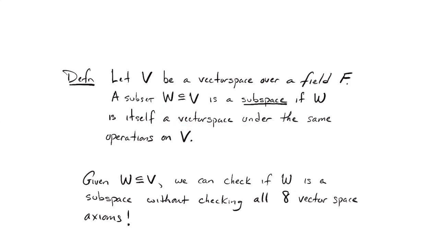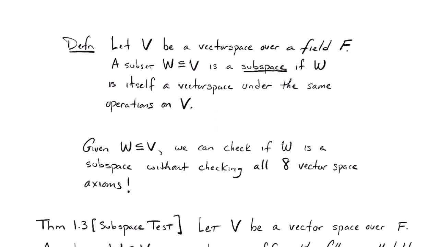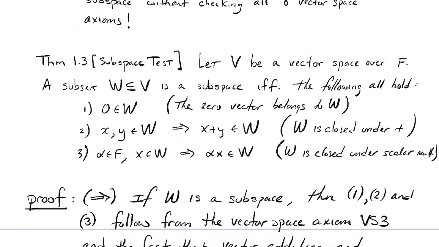So given a subset, one way to check if it's a vector space is to check all 8 axioms, but you actually don't have to check all 8 of them, because several of the axioms, things like associativity and commutativity, hold for all elements of V. So anything that holds for all elements of V is actually going to hold for any element in W too, because W is just a part of V. So we don't have to check all 8 of those axioms. All right, so let's make that a little bit more precise by stating this subgroup test.